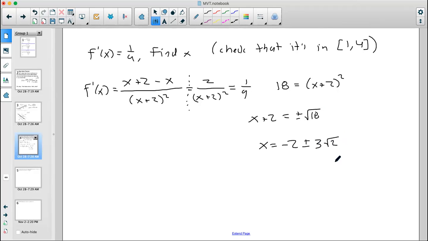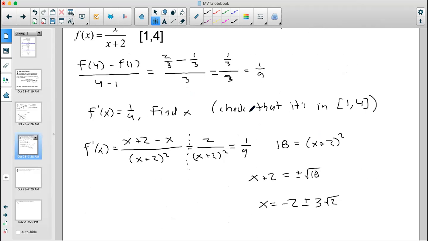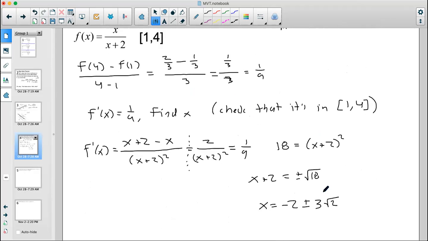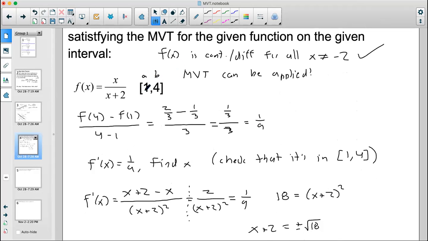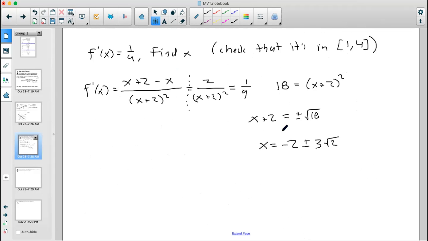Now I've got to think for a minute about my interval. My interval was from 1 to 4. And this is 2 answers. But if I do -2 minus a number, I'm not going to get between 1 and 4. I can't. If I do -2 minus something, I'm going to get even smaller than -2, and -2 is already too small. So really what I want is the positive one, -2 plus 3 root 2.